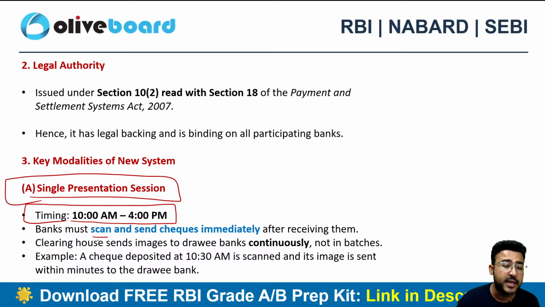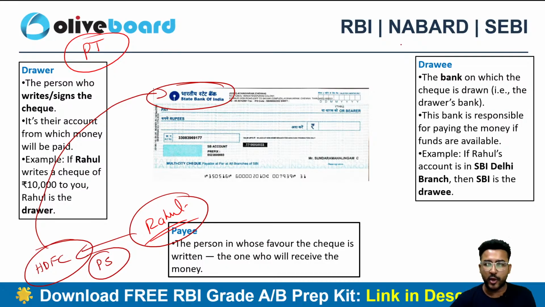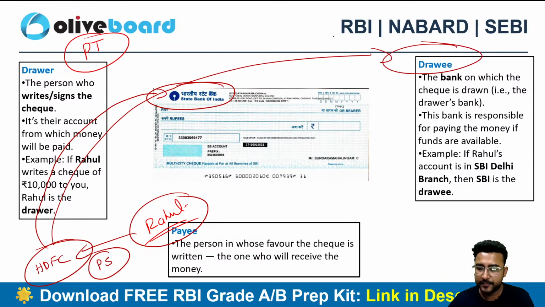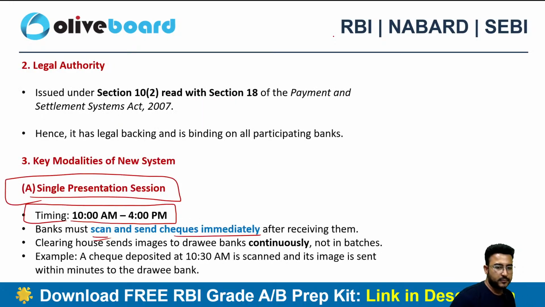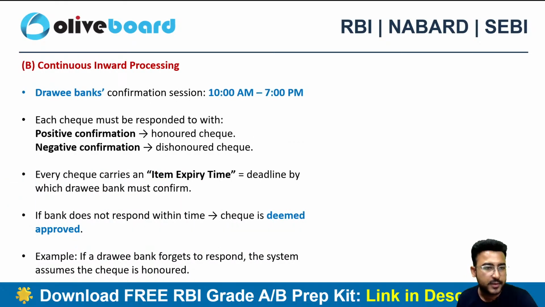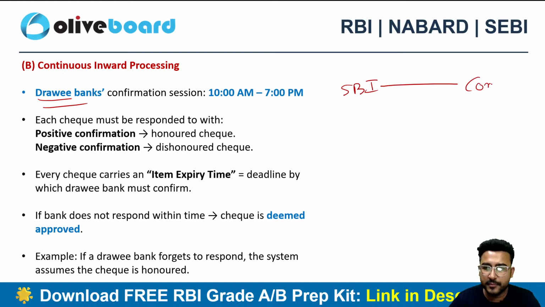The bank will immediately scan the check and send it to the drawee bank. HDFC bank will immediately scan this check and send it to the drawee bank, on a continuous basis. Earlier we did this same thing in batches, now we are doing it on a continuous basis. The drawee bank, SBI, needs to either confirm that all is well, or it can reject.